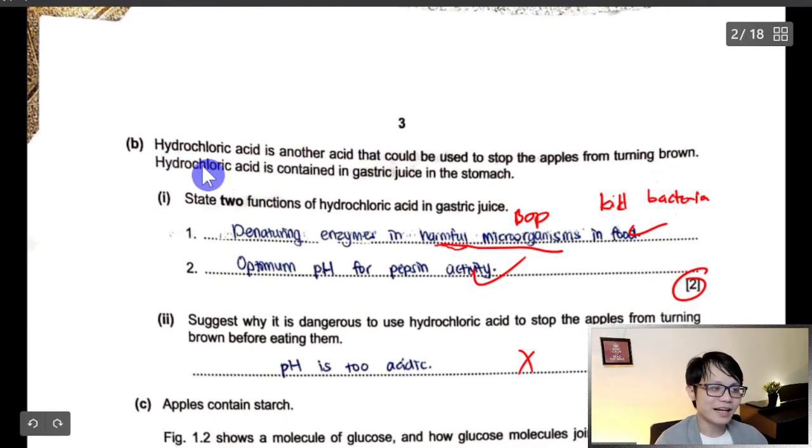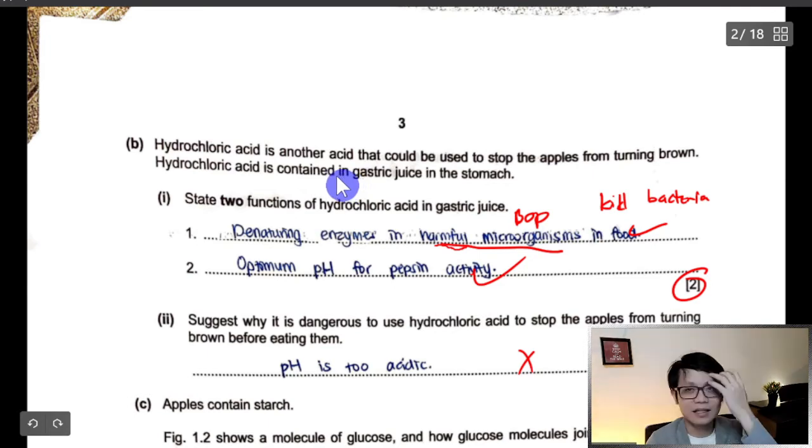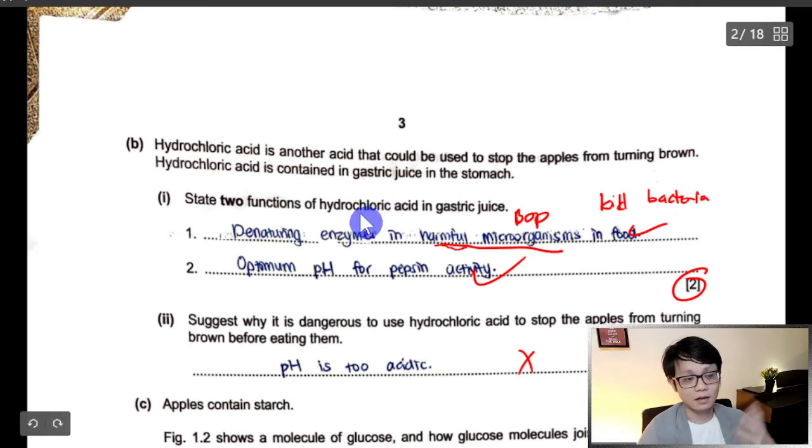Hydrochloric acid is another acid that is used to stop apple from turning brown. Yeah, because it is acidic. Hydrochloric acid depends on the pH level, because we have dilute hydrochloric acid and we also have concentrated hydrochloric acid. So see which kind of acid we are referring to.